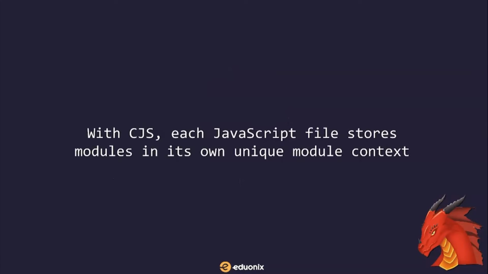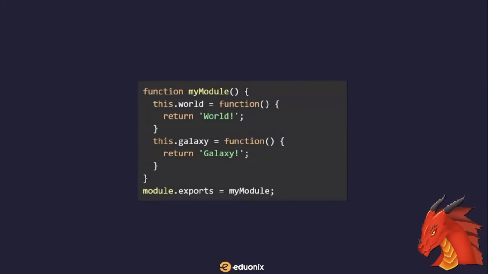For CJS, each JavaScript file stores modules in its own unique module context, just as if it were wrapped in a closure. In this scope, we use the module.exports object to expose modules, and we use require to import them. When you're defining a CJS module, it might look something like this.